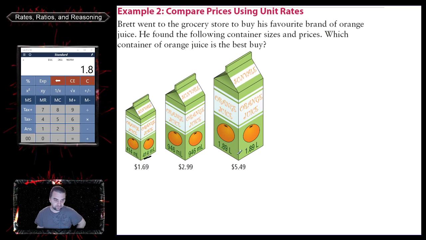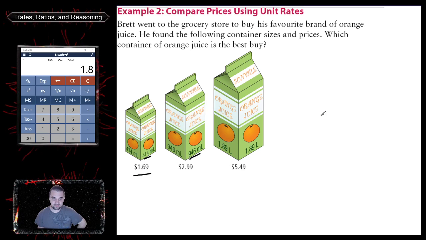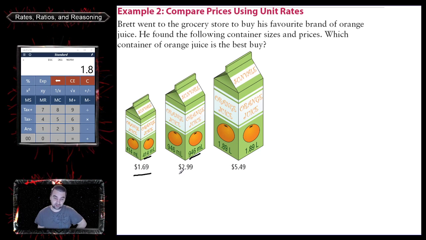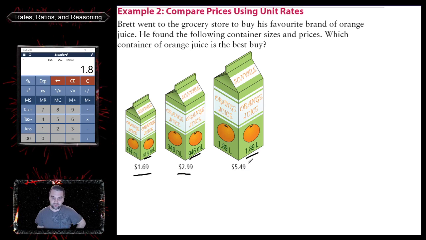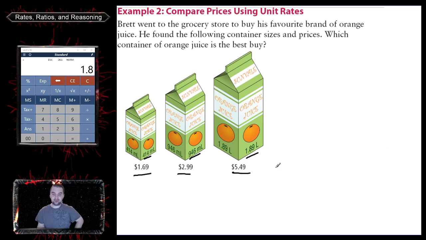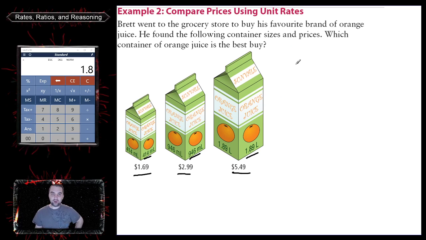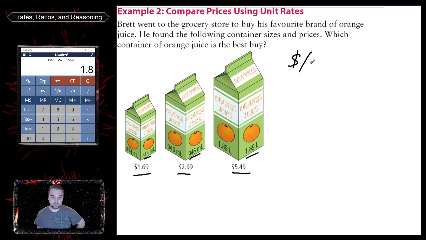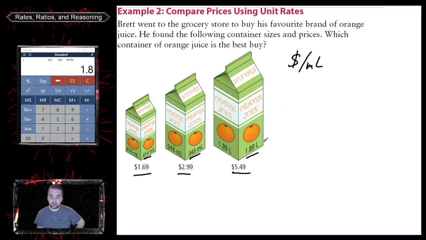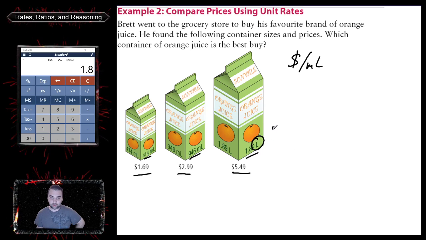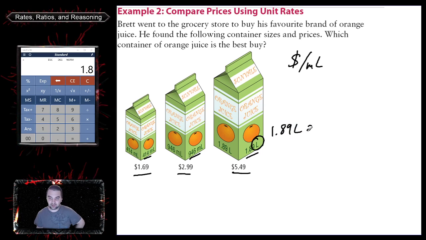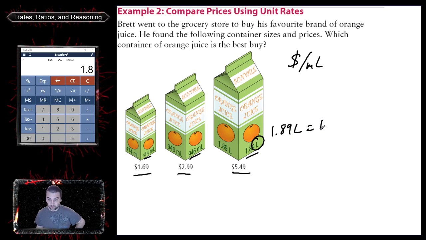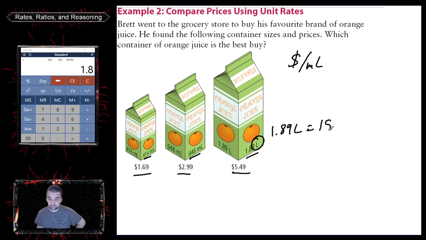Well, you have this one. It says it's 414 milliliters for $1.69. This is 946 milliliters, almost 1 liter, for $2.99. And you have 1.89 liters for $5.49. So remember, when I am comparing these, I am looking for dollars per milliliter or liter. I'm going to say milliliter. They all have to be the same unit. This one's in liter. So 1.89 liters, we need to convert that into milliliters, which means it is 1,890 milliliters.